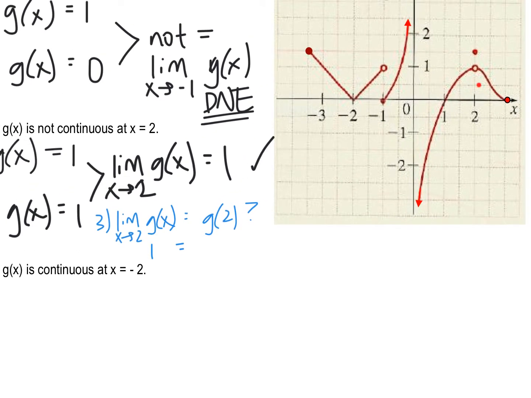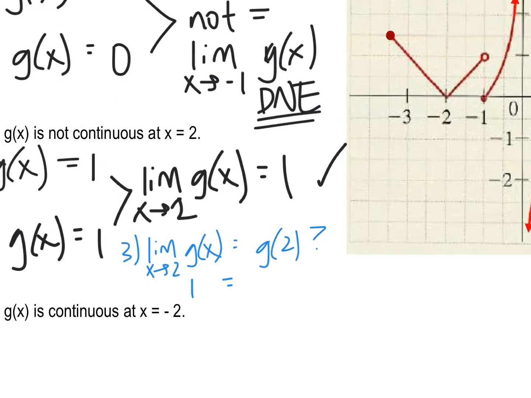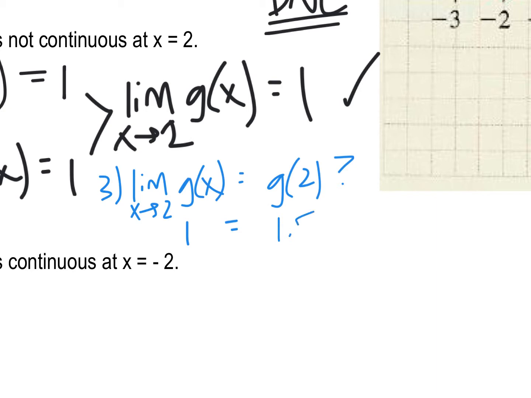When you plug in 2, or if you look at the 2x value, that's an open circle. The closed circle is right here. That's 1.5. The dot at 2 is open at 1, but closed at 1.5. That means this side is 1.5. Those are not equal, therefore it fails test number 3.